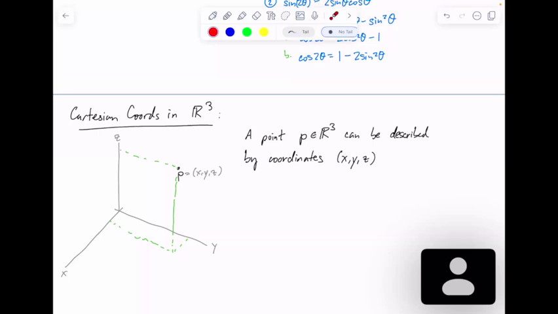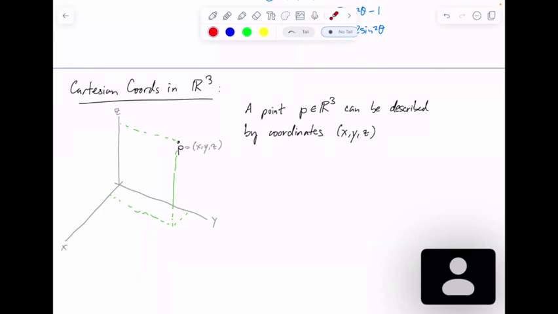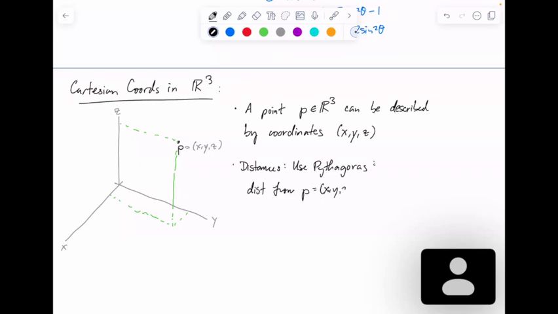If you're into degrees of freedom heuristics for engineering or physics, there are 3 degrees of freedom in R3 for a point, so you need 3 real numbers to describe where it is. What is the distance from the origin of this point here? Use Pythagoras. The distance from P, (x, y, z), to the origin, which is (0, 0, 0), is the following.